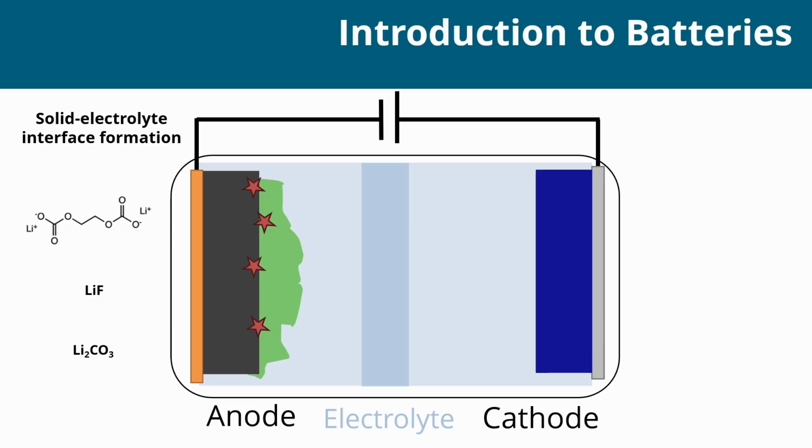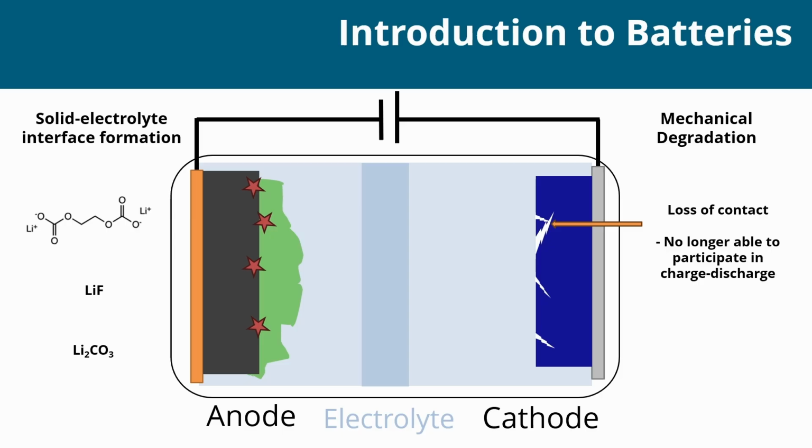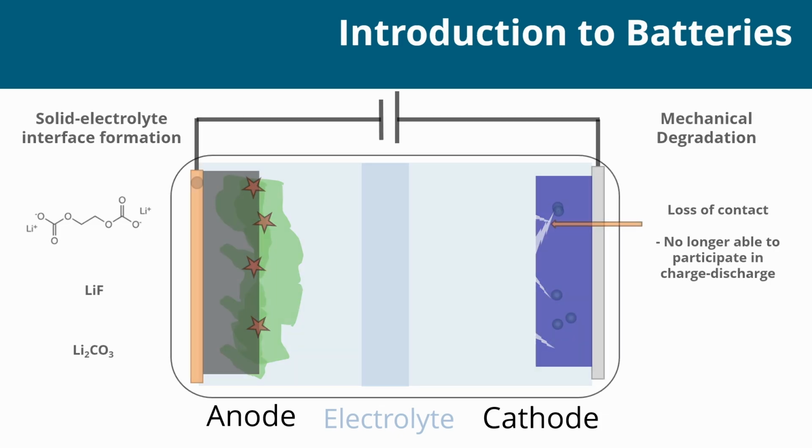Electrode materials also degrade mechanically. Repeated ion insertion and removal causes volume changes, leading to internal stress and particle cracking. Over many cycles, this can lead to loss of electrical contact and reduced capacity. But researchers are studying this to design the next generation of batteries.